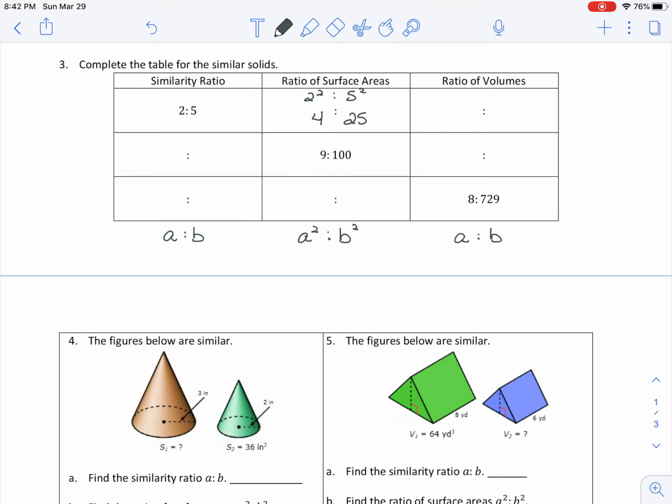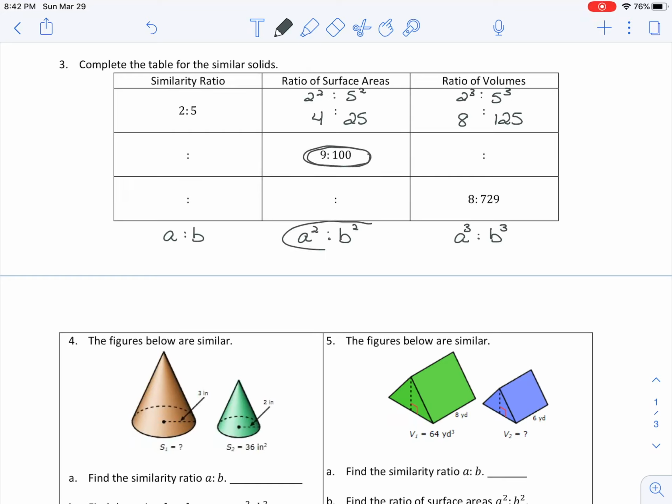But if you take those initial first two numbers again, the A and the B, the home base, the similarity ratio, and you cube them, you'll get your ratio of your volumes. So now I'm talking 2 to the third power, 5 to the third power, which would be 8 to 125. I don't know any of the volumes, but I do know what their ratios would be. You can also use this to work backwards.